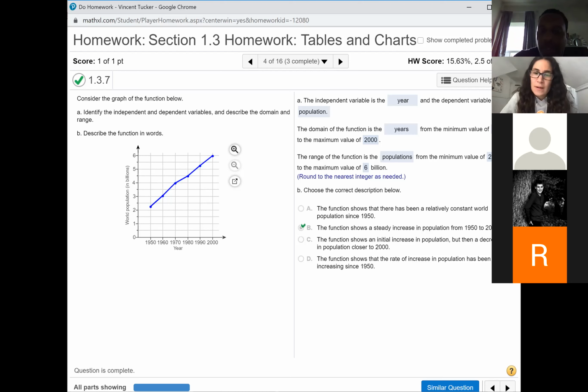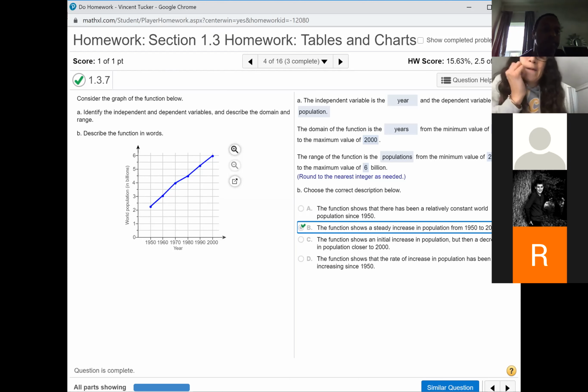So it was either going to be B or D. There's some wording in D that makes it a little funky. It shows that the rate of increase in population has been increasing since 1950. And I guess the best description is B. But I can see how you would pick D, but they didn't want that. They wanted B. So once again, some of the things you may have to play around with to see what they actually want from you. But you see how the wording can be easily manipulated or changed according to what they want.